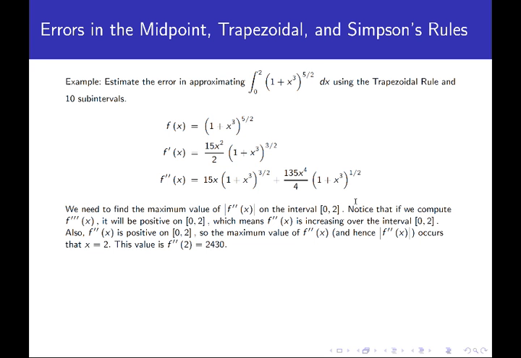So the maximum value of the absolute value of the second derivative, which is the same as the maximum value of the second derivative, has to be what we get when we plug in 2 into the second derivative, which in this case we get 2,430. Now we're ready to compute the error. We've got the maximum value, that's the k. We do the length of the interval, 2 minus 0 to the third power, and then divide it by 12 times the number of subintervals squared, and we were told that we're using 10 subintervals in this case. Then if you simplify that, you get 81 over 5, or 16.2 if you prefer the decimal.